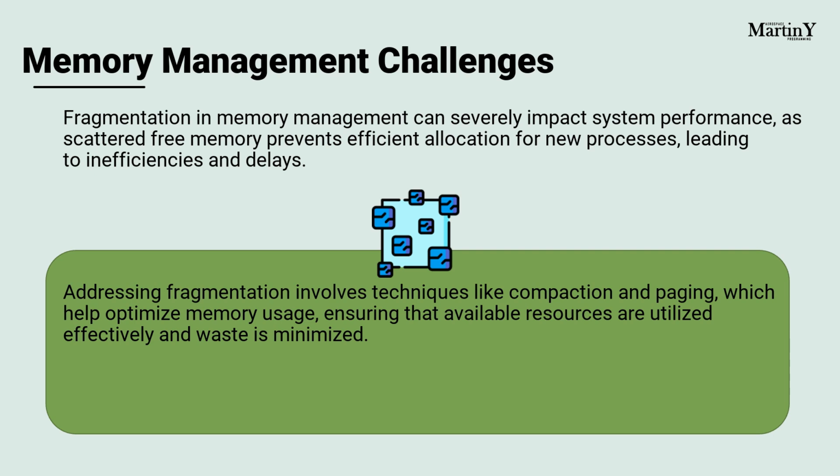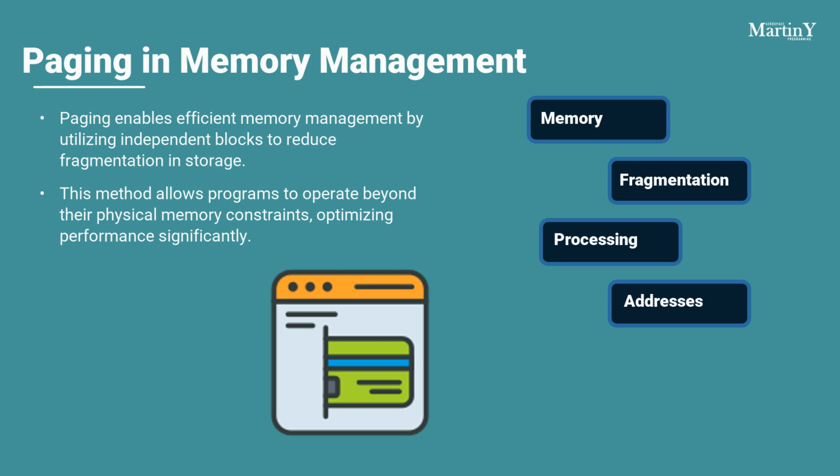Techniques such as compaction can help address external fragmentation by consolidating free spaces, while paging and segmentation techniques minimize wasted space in memory allocation. Paging divides memory into equal-sized blocks, known as pages and frames, which can be loaded independently. By allowing non-contiguous storage of logical memory, paging minimizes external fragmentation issues. Each time a process runs, its pages are loaded into available frames, enabling programs to outgrow physical memory limitations.